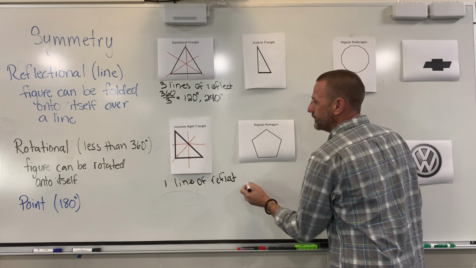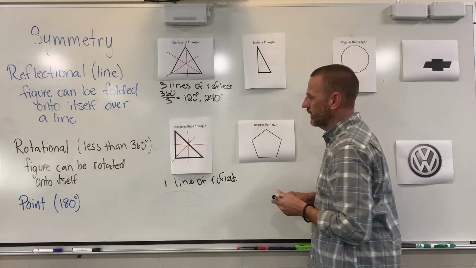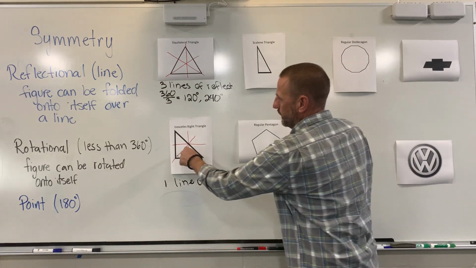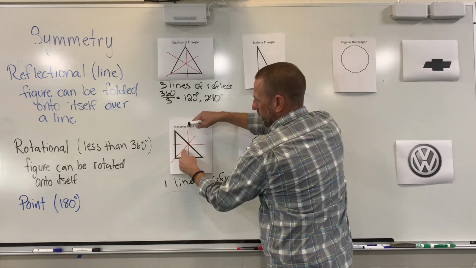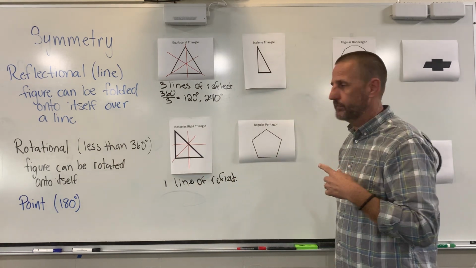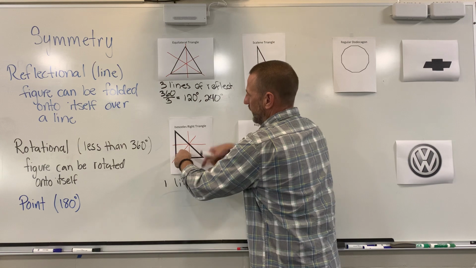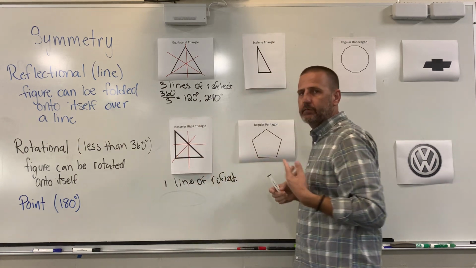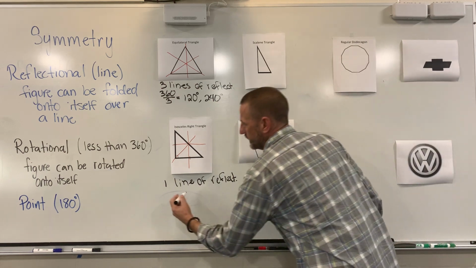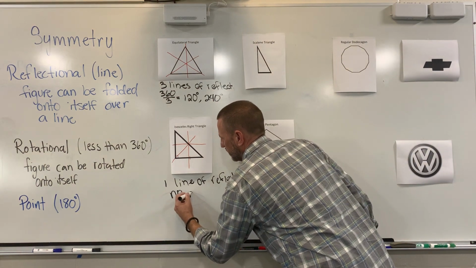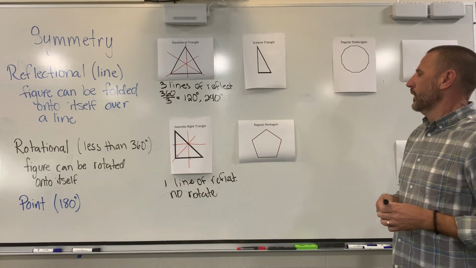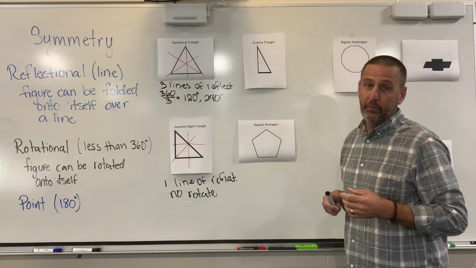All right, and as for rotating it, let's check that out. So when I go to rotate it, if I were to turn this, I don't think there's anywhere, if I put my finger right in the middle of this, there's no way I'm going to be able to rotate this and have it land on top of itself. Because it's always going to be moving around, and this one's going to come around, and it's never going to be on top of itself. So there's no rotational. All right, which means there's also no point.